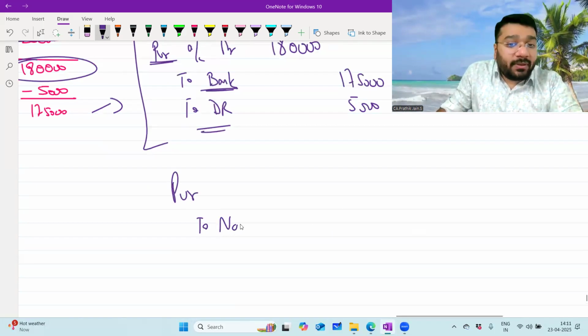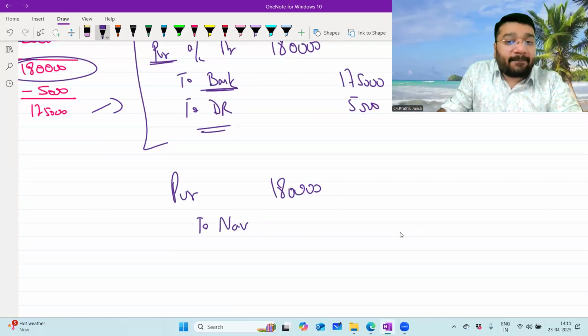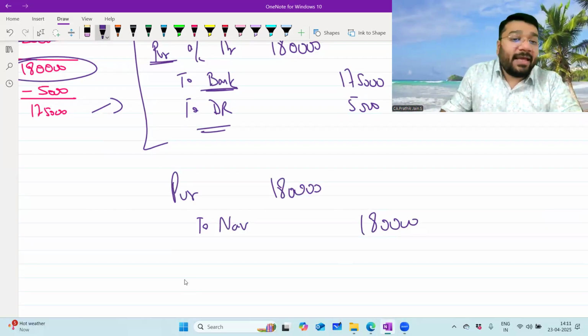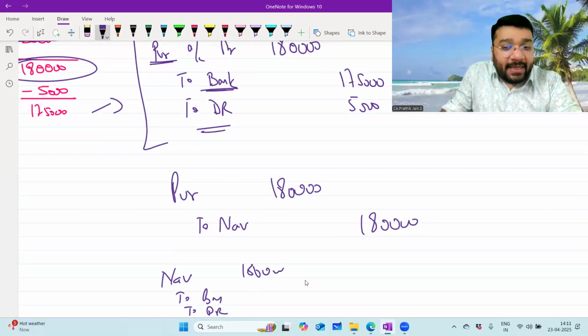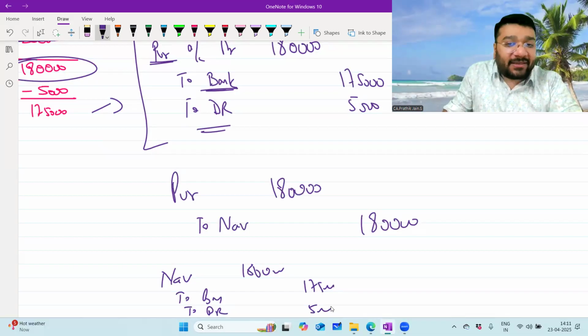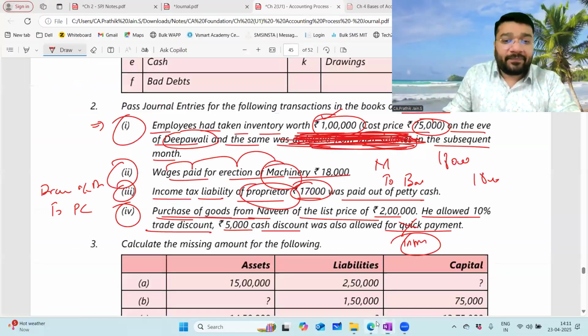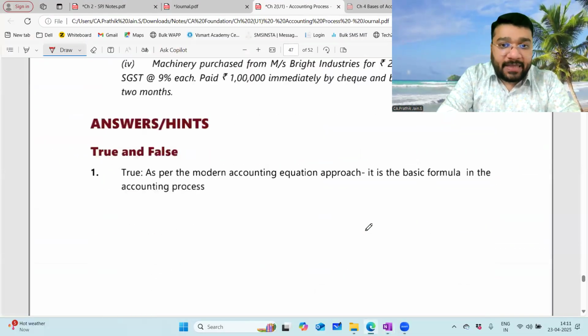Purchase to Naveen, 180. And then Naveen to bank to discount receipt. How much? 180, 175 and 5,000. Scenario is clear. What have they done here? Let's see. I think the first one they should have done.